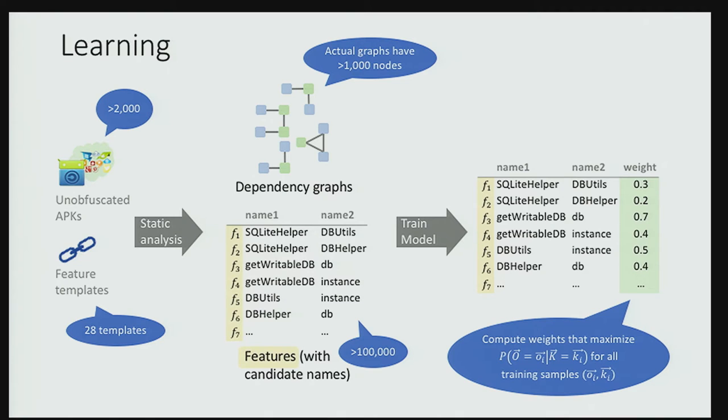Because these are unobfuscated applications, we have the correct names for all the program elements, so we can compute the weights in such a way that this probability is maximized. And the output of the learning is the feature functions with all the weights associated to these feature functions.